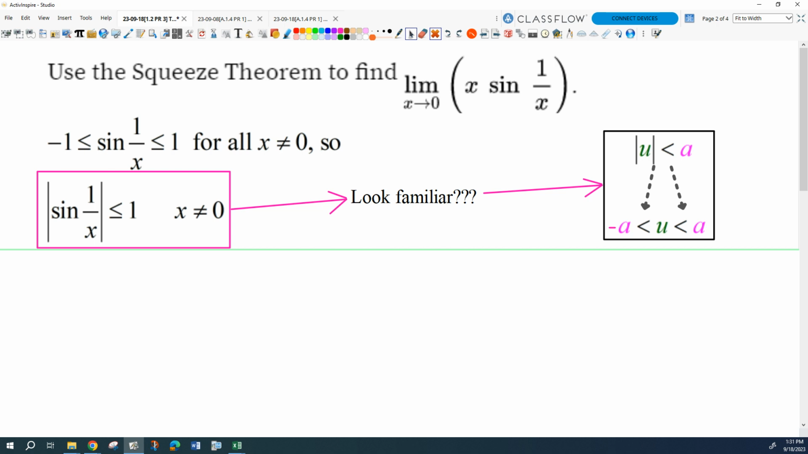That relationship is a pattern that we see with absolute value inequalities. And it kind of makes sense, doesn't it? Because if the absolute value of u in this case is less than the number a, then that means that the magnitude of that number, positive or negative, has to be small. Has to be less than a, doesn't it?